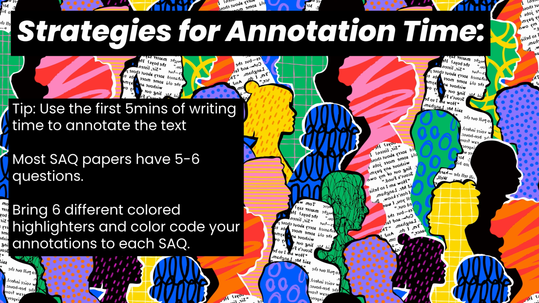We know that most short answer papers, if they're worth 15 marks like it is on the exam, have between 5 to 6 questions. And so our suggestion is that you bring 6 differently colored highlighters into each short answer paper and color code your annotations so that when you start answering the questions, you can have a quick look, and if question 1 is highlighted in blue, go back to the short answer text and look for the evidence that you highlighted in blue earlier during annotation time to be able to quickly see which parts of the text you are using for each short answer question.